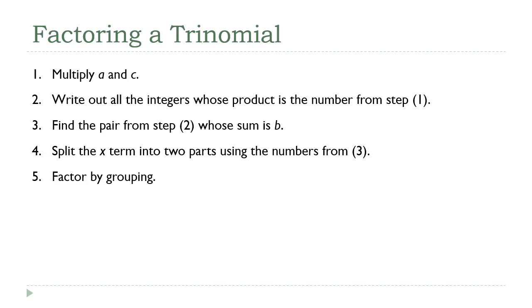And we have a procedure for this. Now the procedure is a little bigger than the previous one, but you'll see as we go along, there are some similarities. Instead of looking at that c term by itself and looking for numbers that multiply to give me that and add up to the b term, I'm going to multiply a and c. Then I'm going to do the next 2 steps of the process we learned in the previous lecture. I'm going to write out all the pairs of integers whose product is equal to that number, and I'm going to look for the pair whose sum is equal to the b parameter, the number in front of the x.